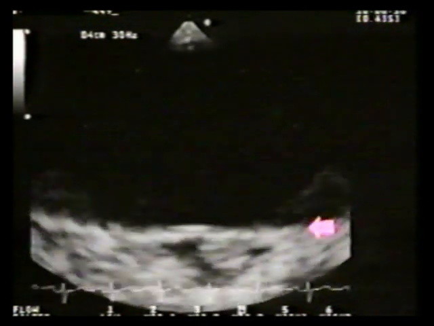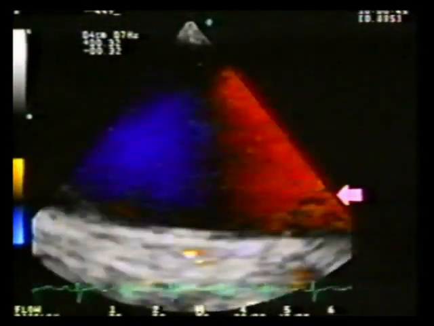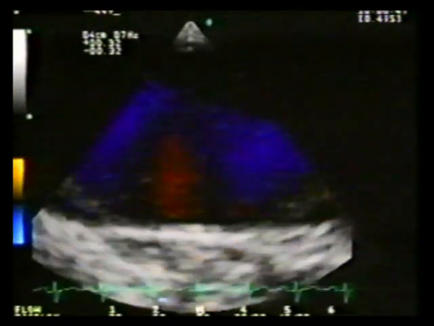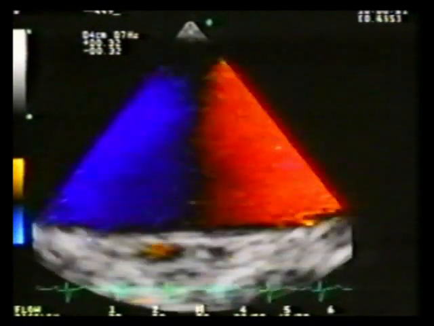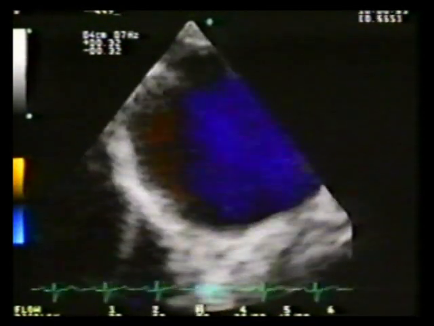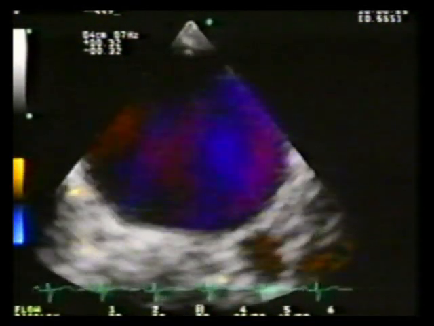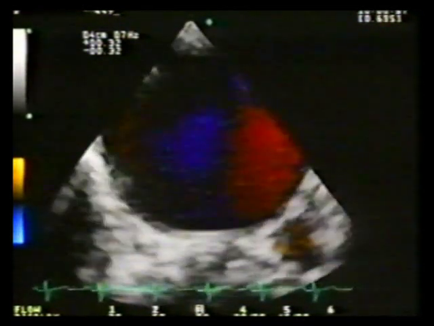Longitudinal views can be obtained with biplane transesophageal scopes. Color flow can assist in imaging the movement of blood within the thoracic aorta. The combined short and long axis views of the aorta greatly increase the diagnostic capability of this technology.